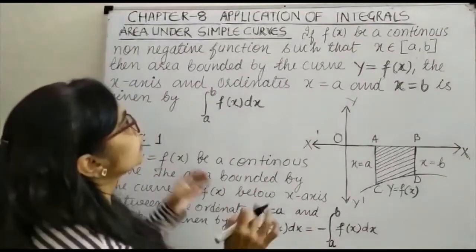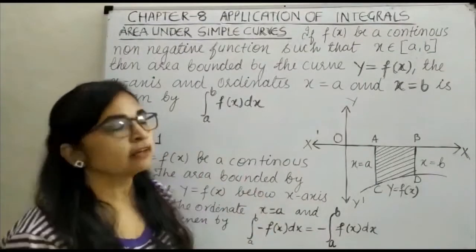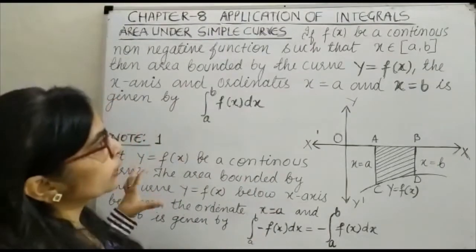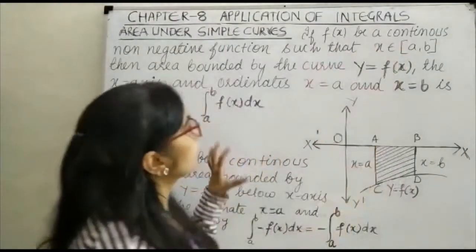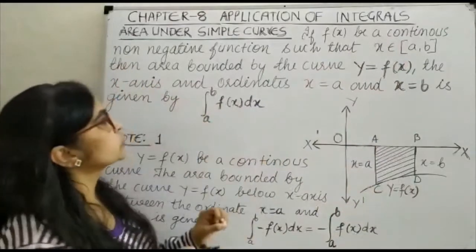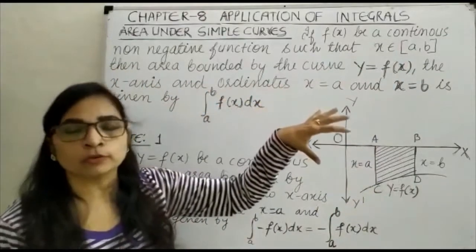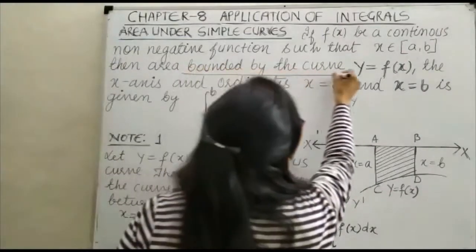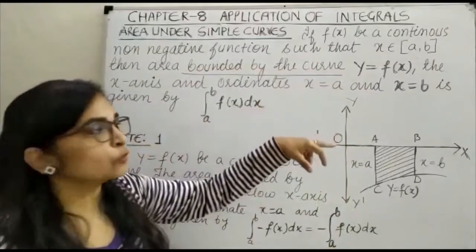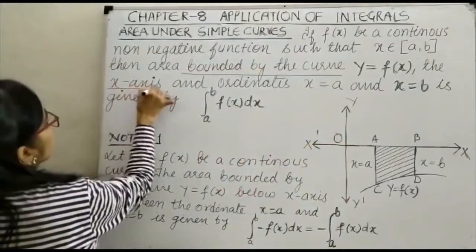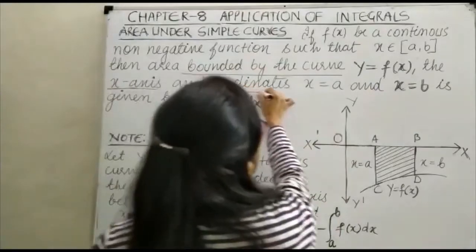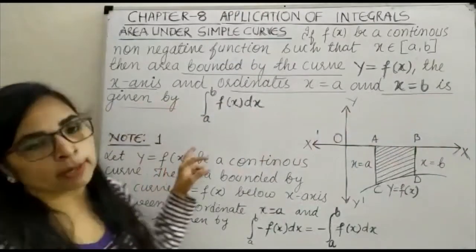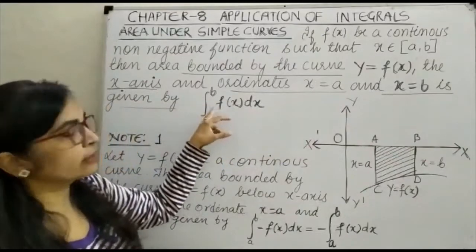To chapter 8, application of integrals. Today we are going to see area under simple curves. If f(x) is a continuous non-negative function such that x belongs to the closed interval [a, b], then the area bounded by the curve y equals f(x), the x-axis and the ordinates x equals a and x equals b is given by the integral from a to b of f(x) dx.